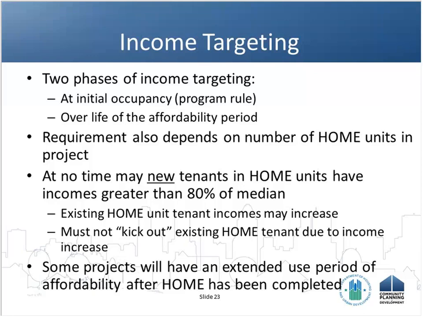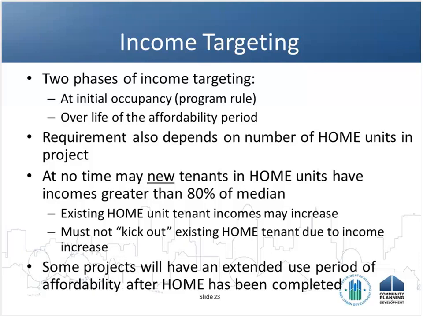So at initial occupancy, our new tenants can never have an income greater than 80% of median income. Over the life of that project, we may have households that when they initially rented, they were in compliance with this 80% requirement, but their incomes may have gone up over time. That's okay, and we're going to be talking about the steps or the adjustments that we would make to accommodate that. But keep in mind, we are never going to kick someone out.